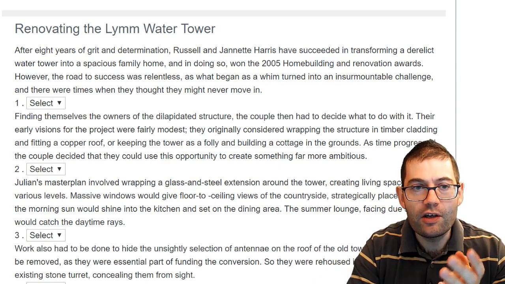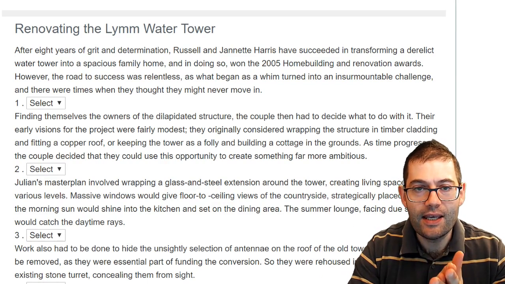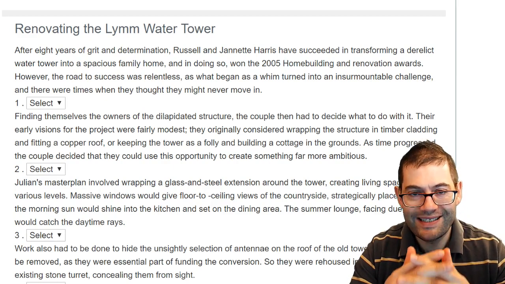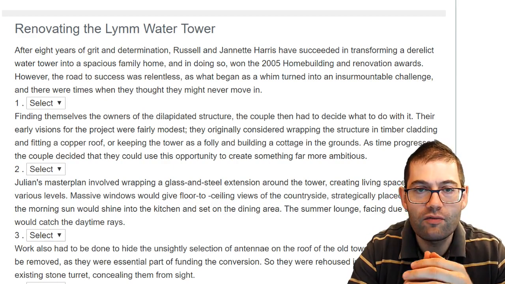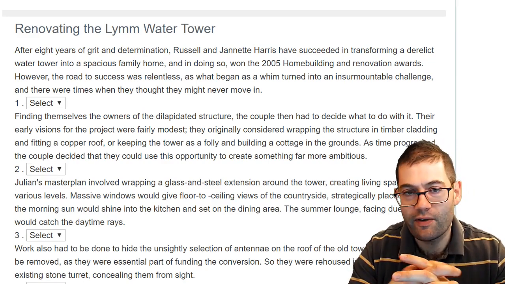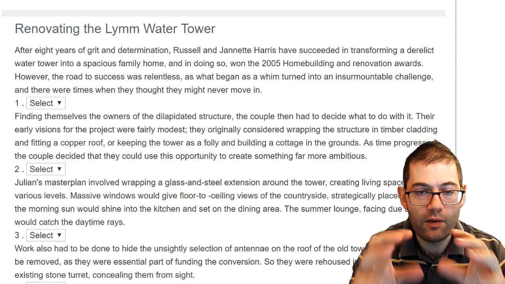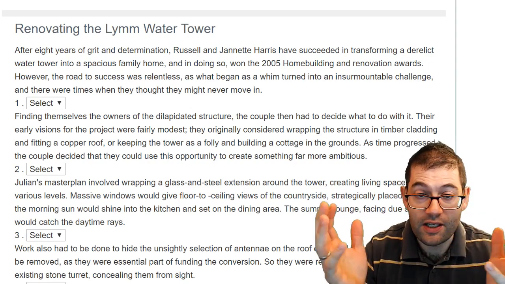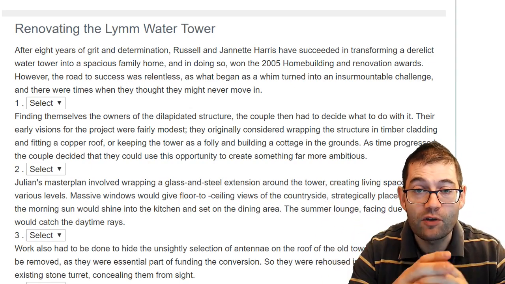Okay, so we're going to have a look at a CAE Use of English Part 7 question. This is the third reading question, and it's the one where you've got to choose the correct paragraph to go in the correct place to finish off the reading, or to complete the reading.